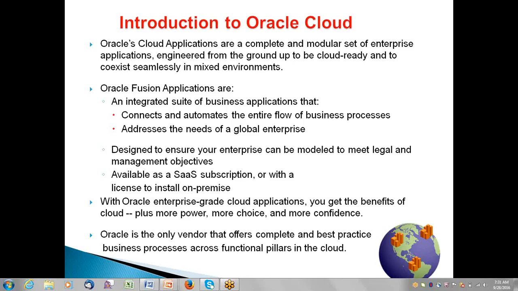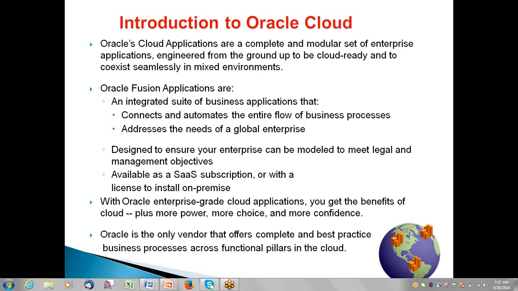No company is just local, because business has expanded and everything is global, with multinational companies. So the Fusion applications have automation for the entire flow of your business, as well as address the needs of the global enterprise, and are designed to ensure your enterprise can be modeled to meet legal and management objectives, and available as a SaaS subscription or with a license to install on premise.